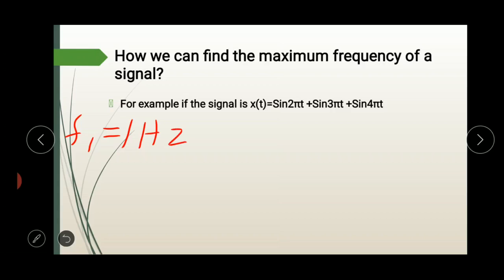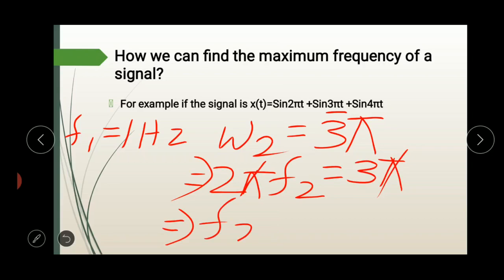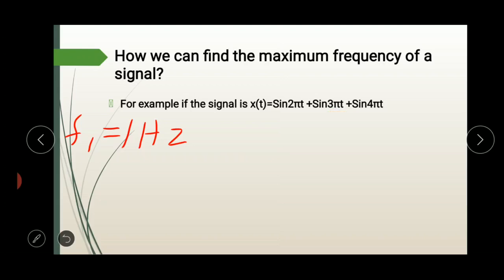Then the second one, omega 2, equals 3 pi. So 2 pi f2 equals 3 pi. Pi cancels out, and f2 equals 3 by 2, that is 1.5. So the second frequency is f2 equal to 1.5 hertz.